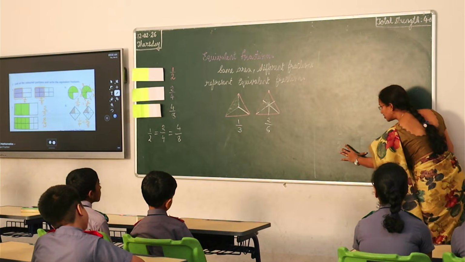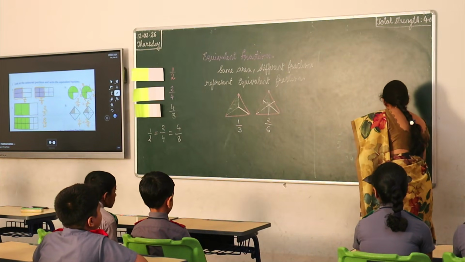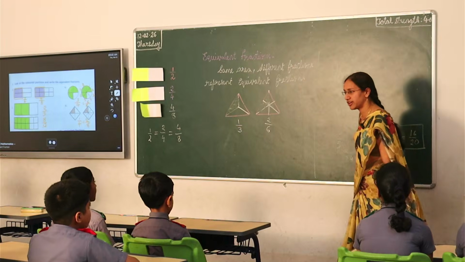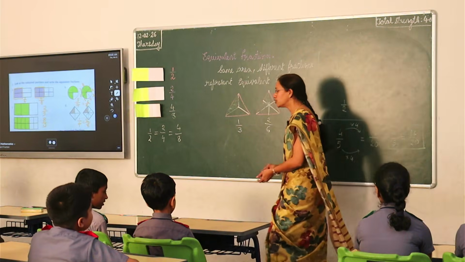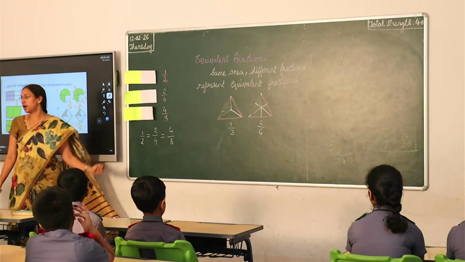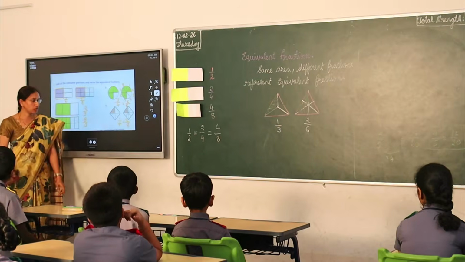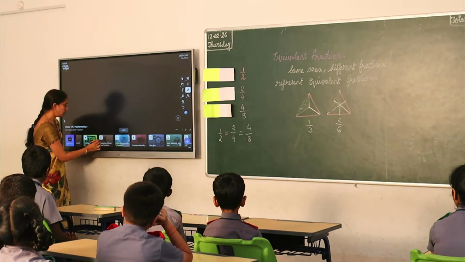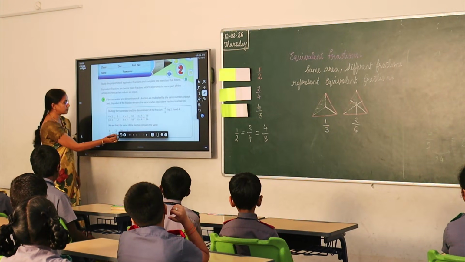So, which two fractions are equivalent here? 4 by 5 and 16 by 20 are equivalent fractions. This is how you have to find out equivalent fractions. To find out equivalent fractions, we have two methods, children. One is by multiplying and one is by dividing. Let's see by multiplication in today's class. Here we have properties of equivalent fractions well designed in our Tata class edge board.